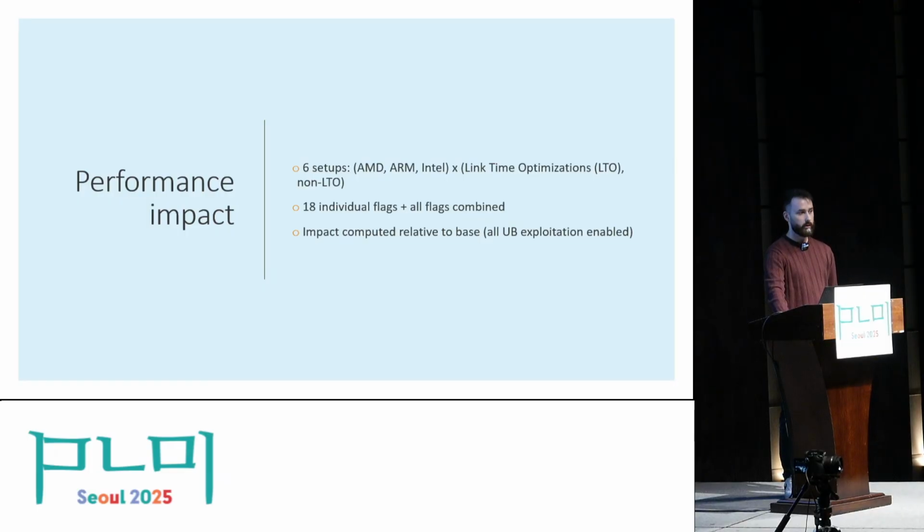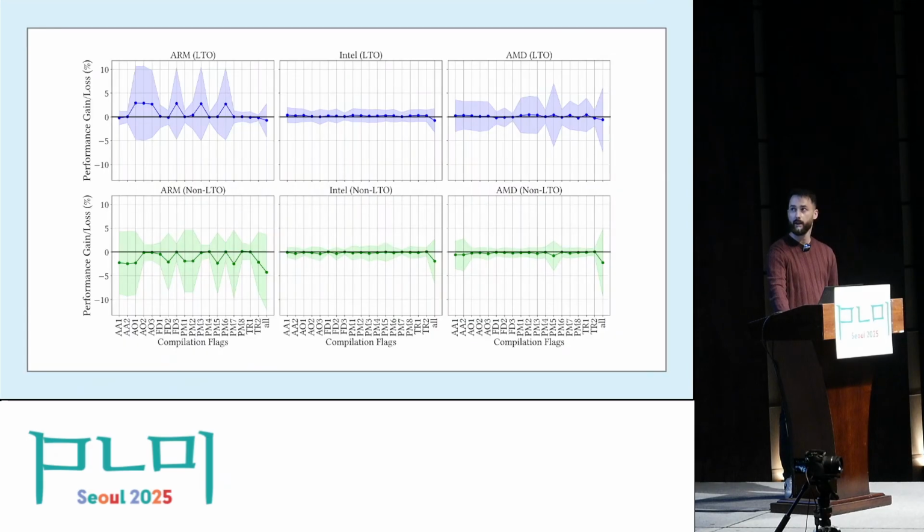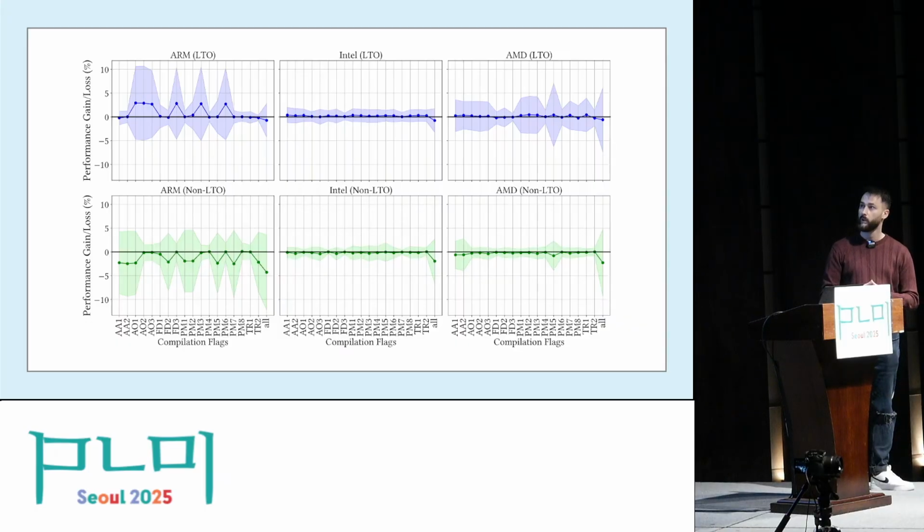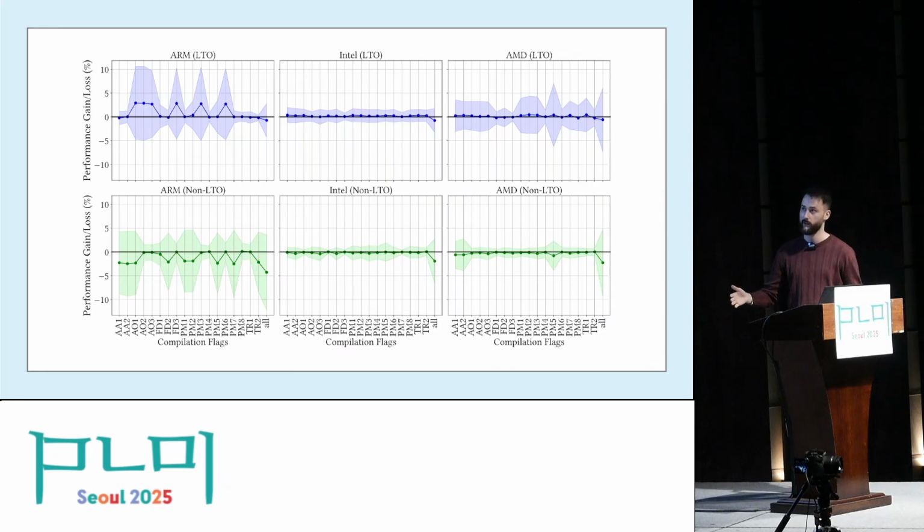For performance, we use exactly the same setup, and these are the numbers. This time, higher means better, because the performance increases. So in Intel non-LTO and AMD non-LTO, we again see a relatively minimal performance impact. Those are widely parallel architectures where a few unoptimized instructions do not add too much overhead. However, on ARM, this is not the same because every new instruction adds overhead in the execution pipeline.